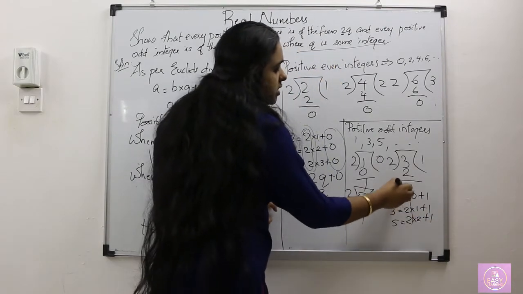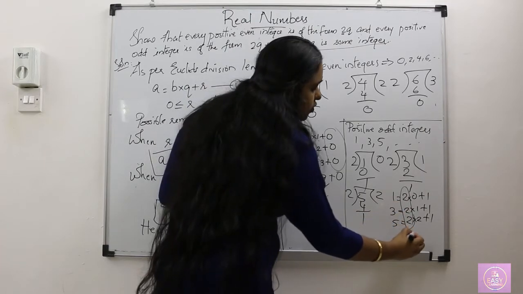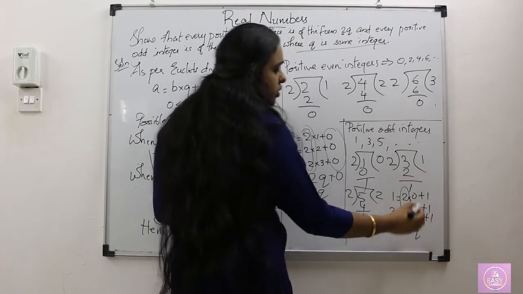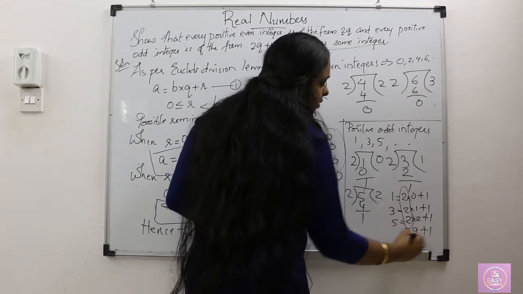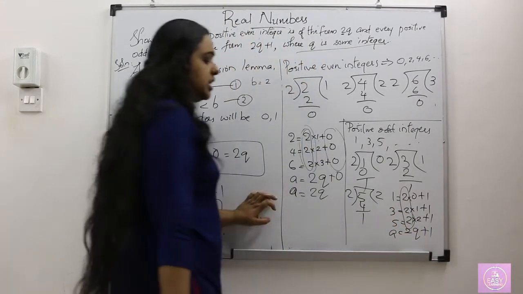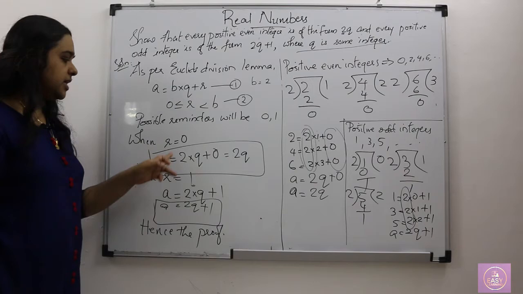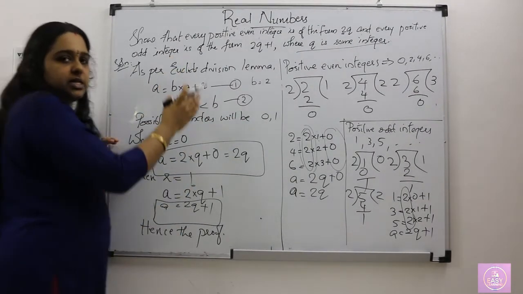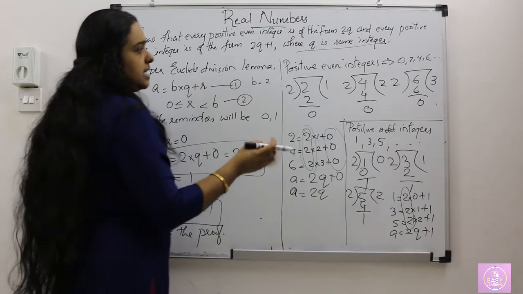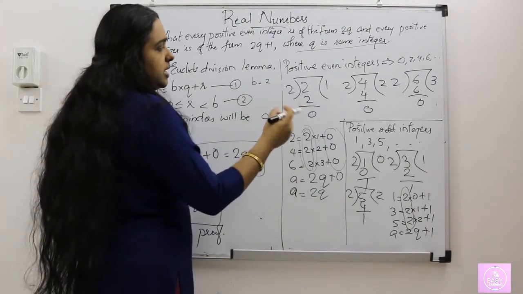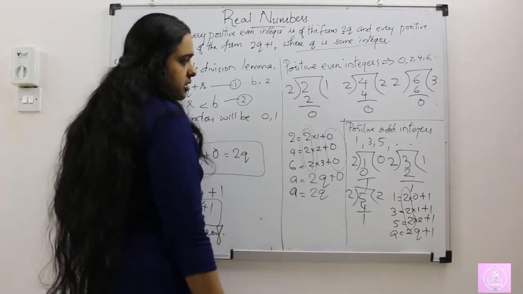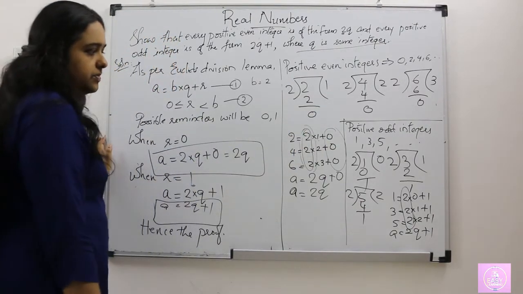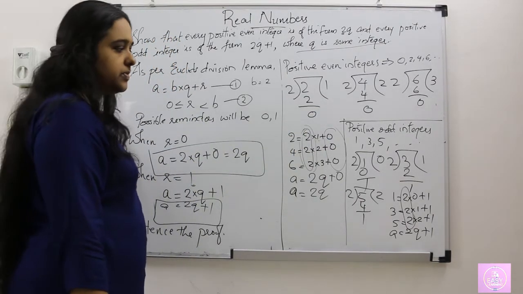In all these equations, 2 is common. That means 2 and 1 will not vary, and the q term will be varying: 0, 1, 2. So A equals 2q plus 1. Same thing we can do in two ways. This is the step-by-step method. And if you are going to sort it out by some examples, you can do it like this. By doing this, the concept will be more clear.